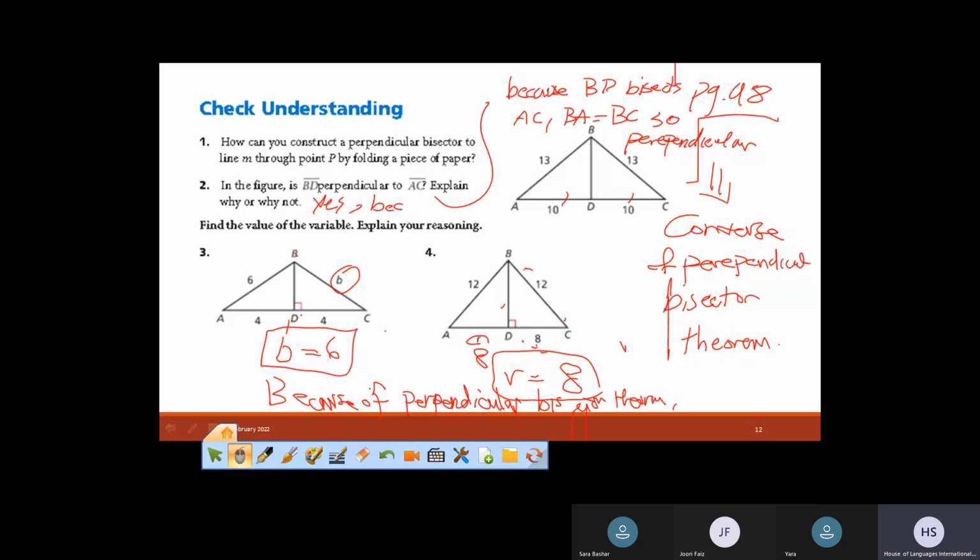And how do I know if the point is bisected? Here, they told you that this is 5 and this is 5, so it is bisected. So if these two sides are equal, if the blue lines, the distances from this point to the endpoints, are equal, that means they are perpendicular.